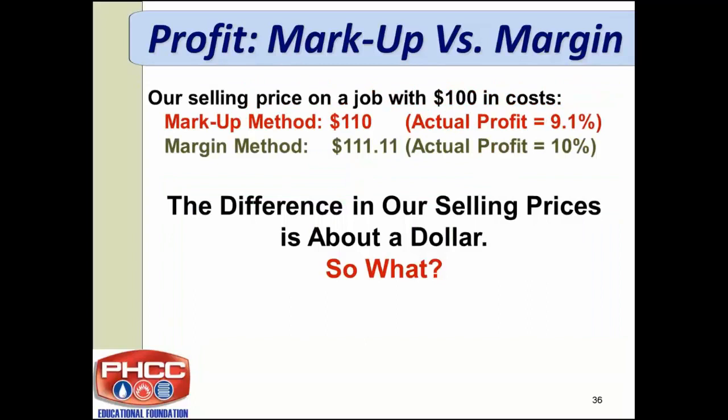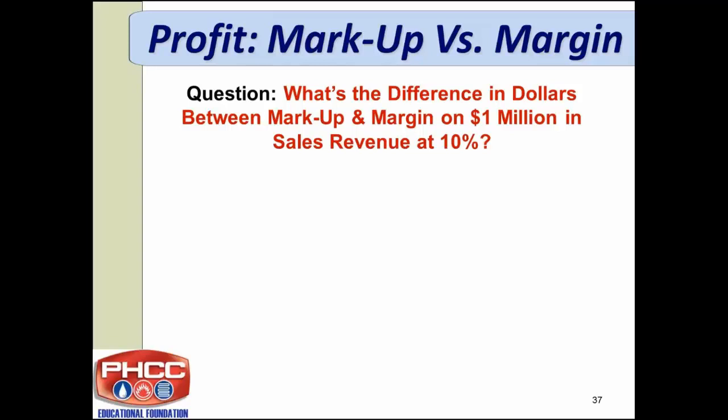So if you're looking at a comparison of those two, the markup method, when you add 10% to your costs, you're actually only making a net profit of 9.1% versus the margin method where you actually make the 10% that you intended to. In this case, for a $100 job, the difference in our selling prices is about $1. Okay, so what? It's $1. Well, what's the difference in dollars between the markup and margin methods on $1 million in sales revenue at 10%?